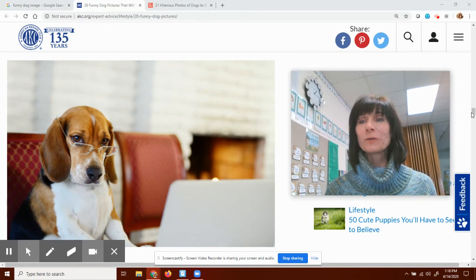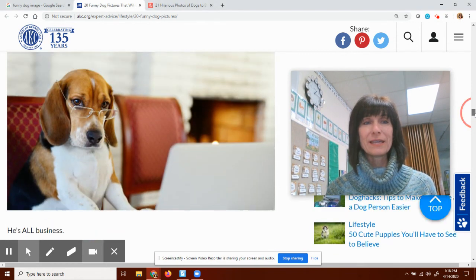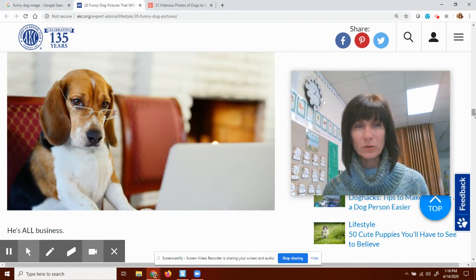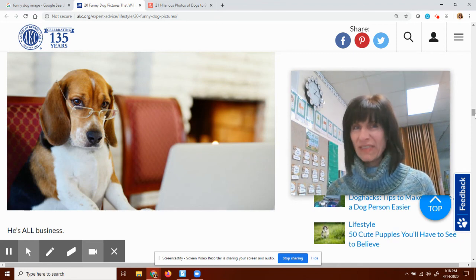So here's our cute little dog for today, and he's so studious there with his little computer and everything. And let's make that dog laugh a little bit because he looks very serious.